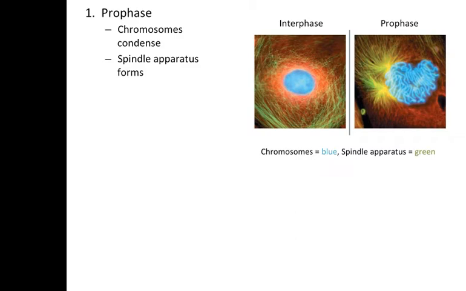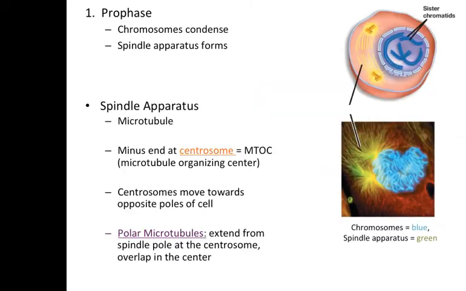The spindle apparatus is essential for moving chromosomes during early mitosis and separating sister chromatids during late mitosis. The spindle apparatus is made up of microtubules. As discussed in class last week, microtubules are one type of cytoskeletal element. During mitosis, the microtubules of the spindle apparatus are responsible for moving chromosomes around the cell. The minus end of the microtubules originates at the centrosome, which is a specialized type of microtubule organizing center present in animal cells.